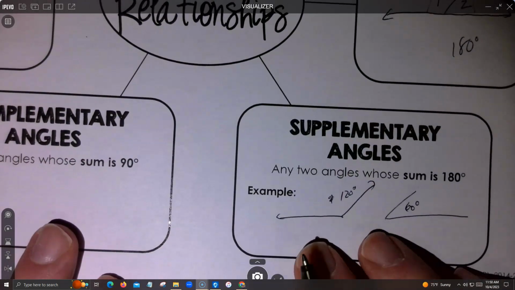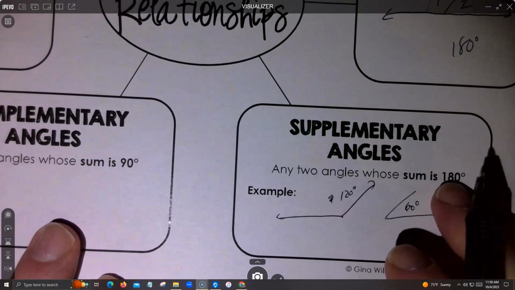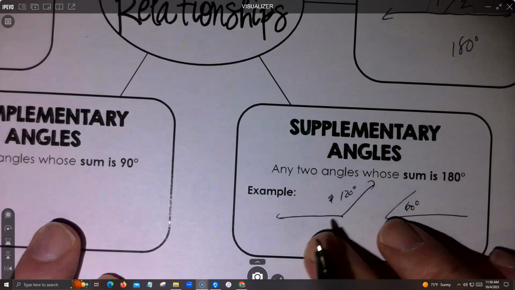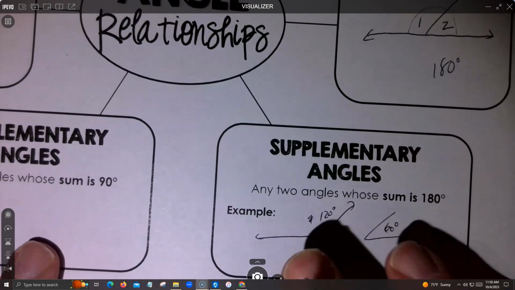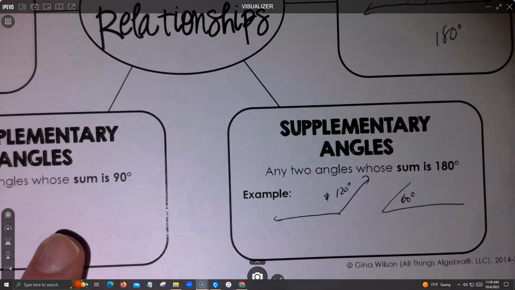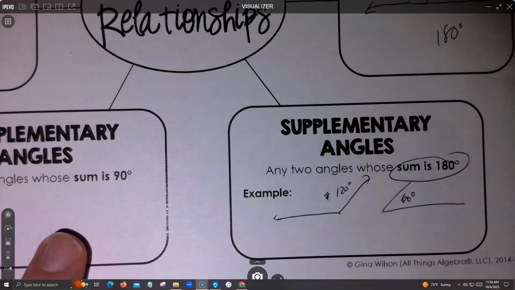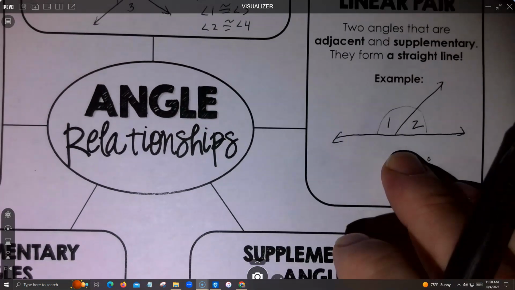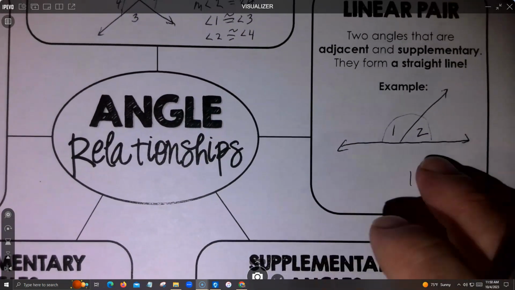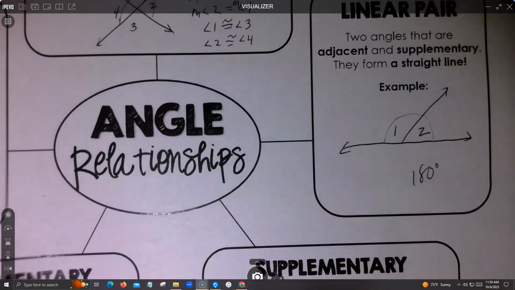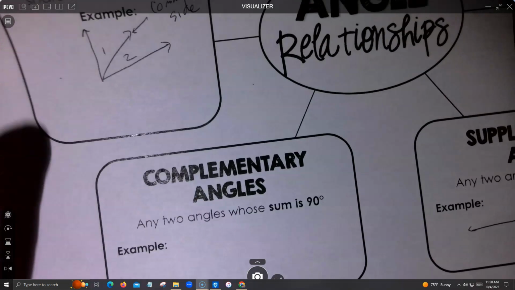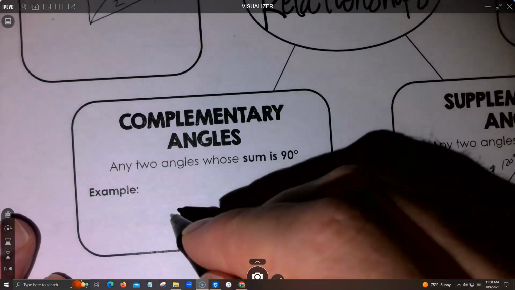They add up to be 180 degrees, but they're not necessarily sharing a side like they do here. So these are supplementary angles, which means they just add up to 180 degrees. A linear pair is a special kind of supplementary angles, when they are glued together. They're adjacent. They have that common side. And then complementary angles are ones that form 90 degrees.